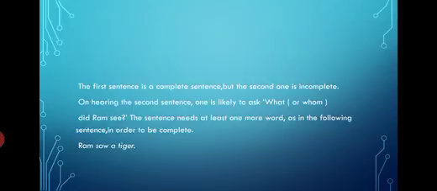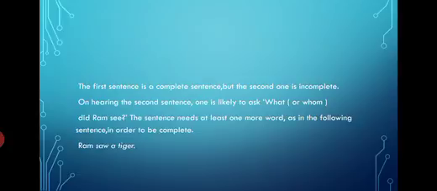In the above sentences, the first sentence is complete, but the second one is incomplete. On hearing the second sentence, one is likely to ask, what or whom did Ram see? The sentence needs at least one more word in order to be complete. When we look at the first sentence, "Ram laughed," it looks like a complete sentence. But the second sentence, "Ram saw," looks incomplete.